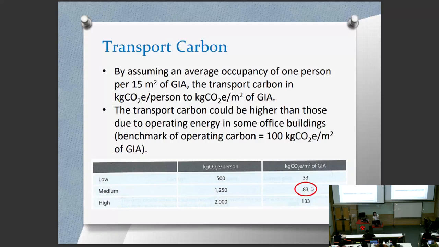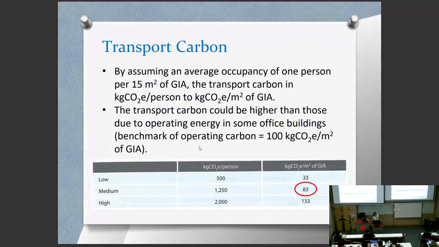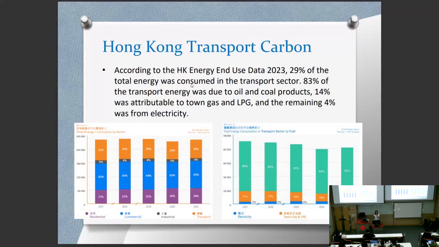Okay, and this one is for annual, yearly. So before we add them up, we have to multiply by the number of years. Okay, so how about the Hong Kong case? According to the Hong Kong end use data, 29% of the total energy was consumed in the transport sector.